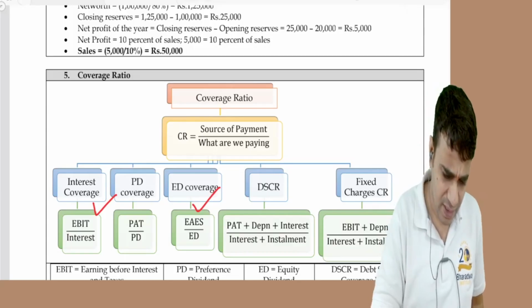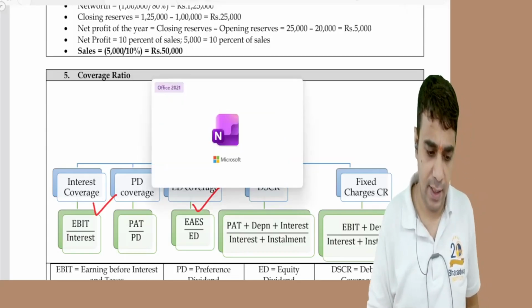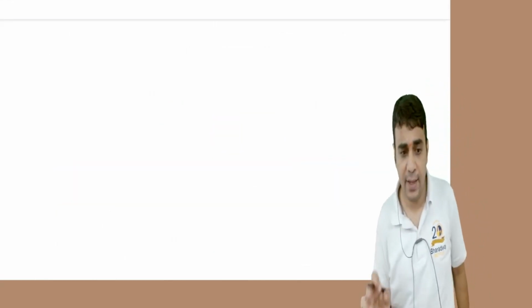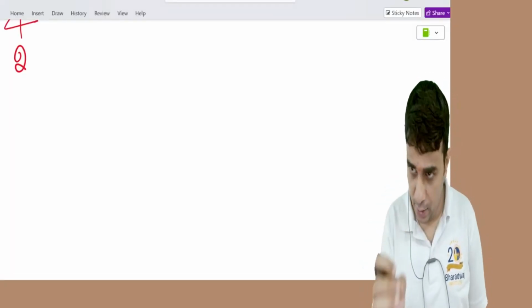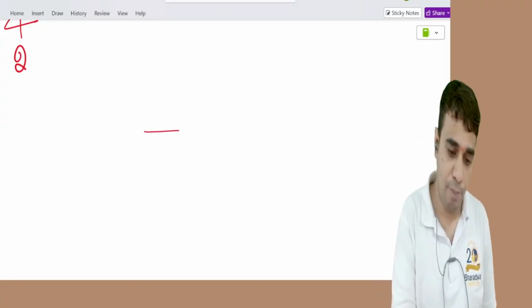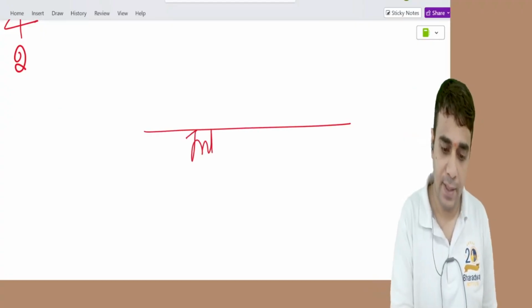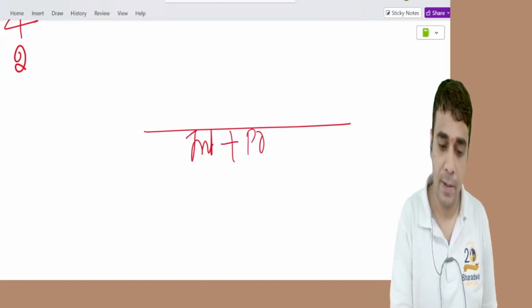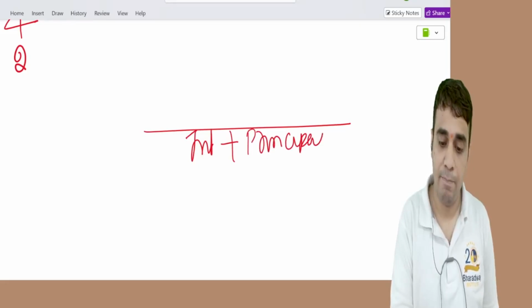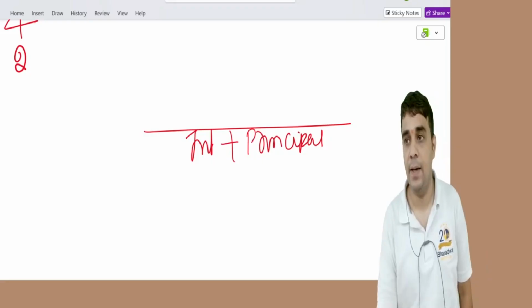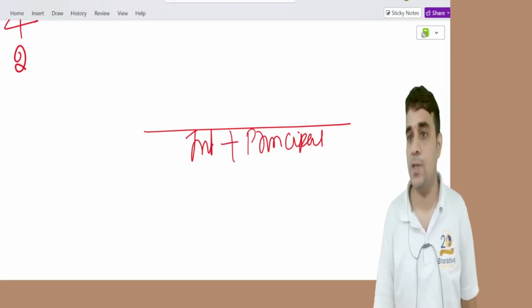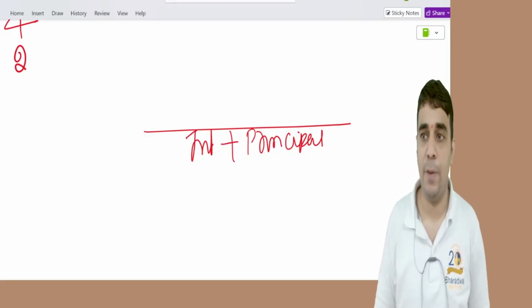Now there's one problem in this interest coverage ratio. It considers only interest, but when you take a loan, you have to pay interest plus principal. In the denominator, you have to have what? Interest plus principal. Every month we have to pay principal.